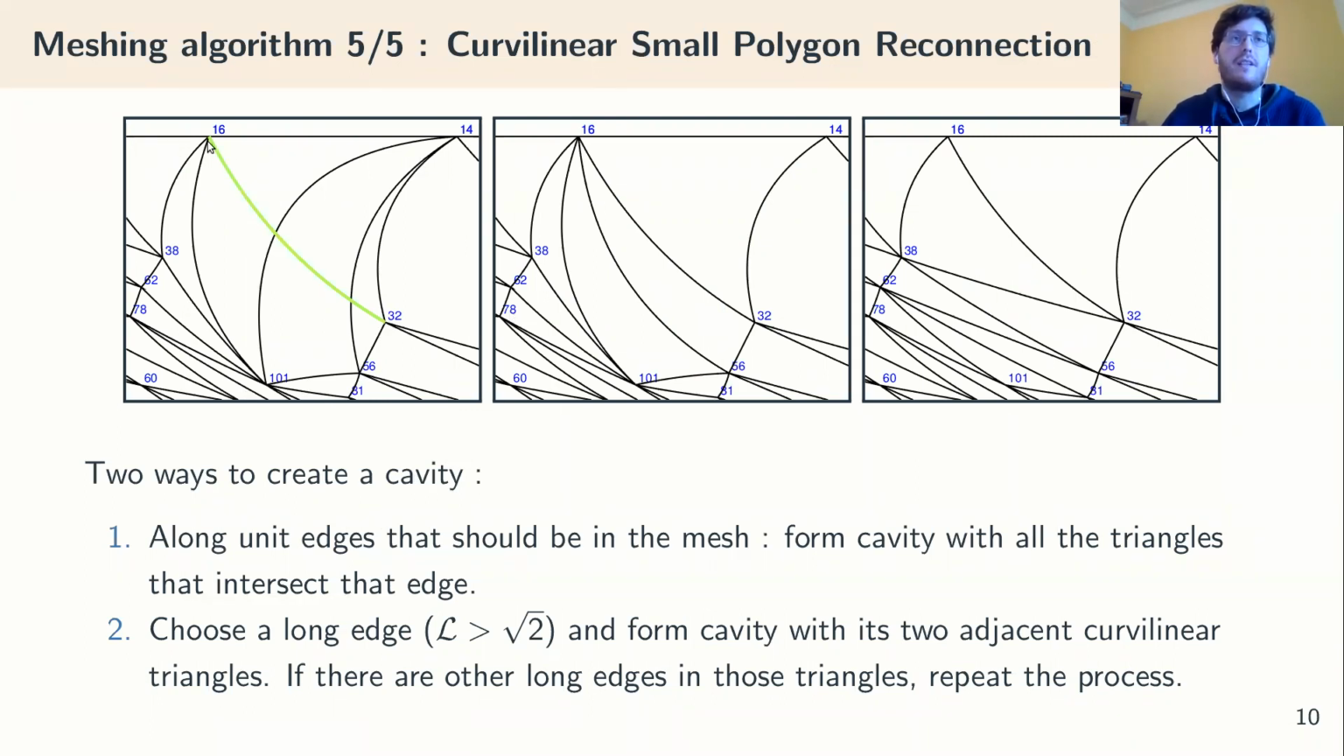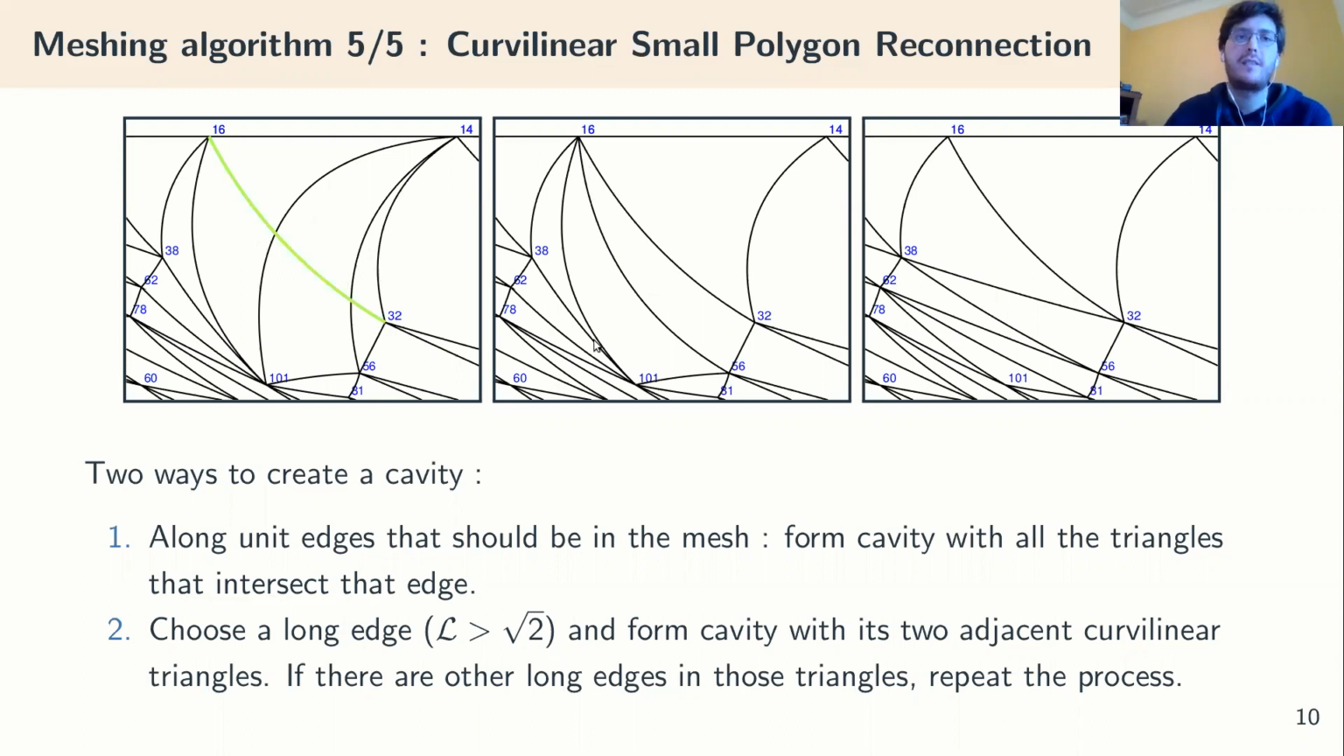And we consider all the triangles that are intersected by this ideal edge, and we build a cavity out of these 3 curved triangles. And then we enumerate the triangulations, we evaluate the qualities of the triangles, and we choose the best triangulation. So this is done first for this geodesic.